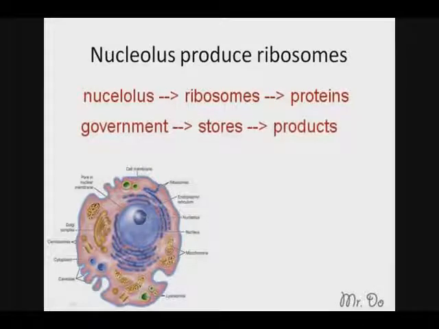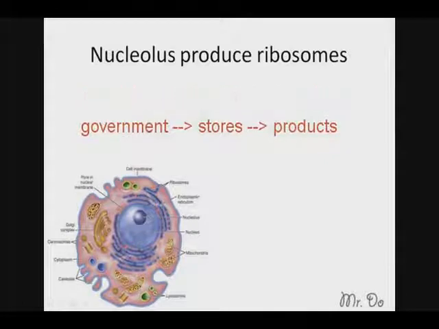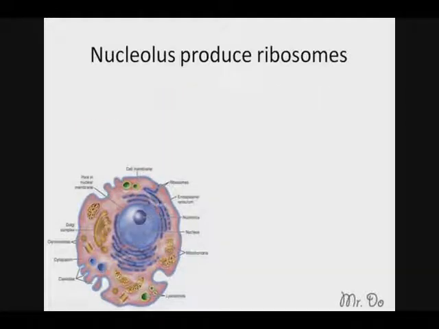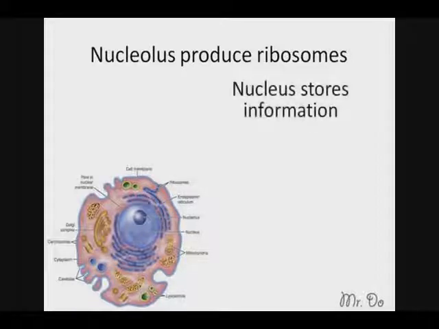So the store sells stuff like food, clothes, whatever for the city. So the ribosome provides stuff for the city. But in order to provide stuff for the city, you need permission to provide those things. So in other words, the ribosome provides proteins for the cell, but in order to do that, the ribosome needs to be created, and it comes from the nucleolus. The nucleus stores information, and that information is called chromatin. And that's pretty much it about the nucleus for now.